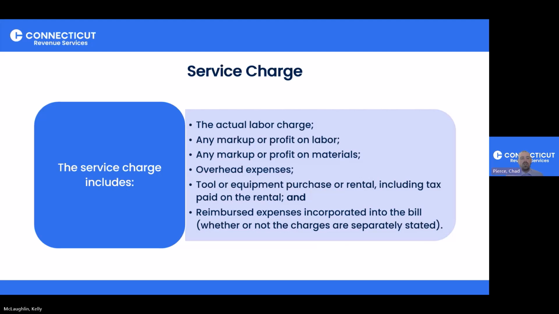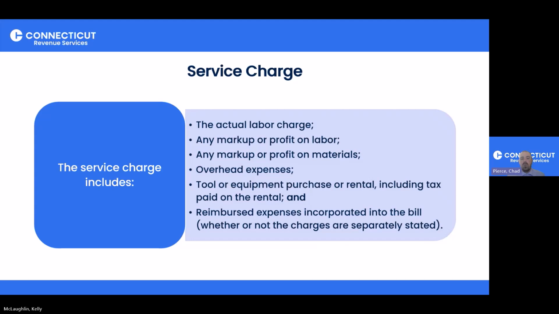Service charge. The service charge includes the actual labor charge, any markup of profit on labor, any markup on profit on materials, overhead expenses, tool or equipment purchases or rental, including tax paid on the rental, and reimbursed expenses incorporated into the bill, whether or not the charges are separately stated.